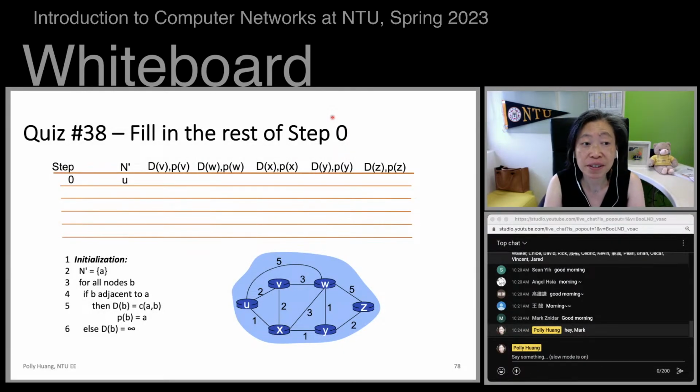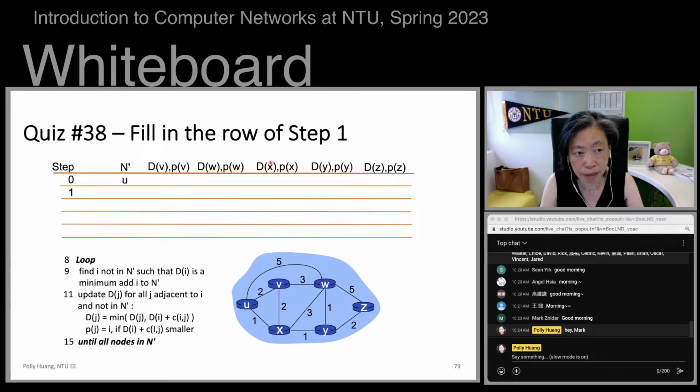Quiz 38 asks you to walk through another example, down here. First is to fill in the rest of step 0, meaning row 0. For this row, you need to go through the initialization phase of the Dijkstra. The second part is to fill the row of step 1, which is this row here. This is for you to exercise going through one iteration of the looping phase. And this is quiz 38.